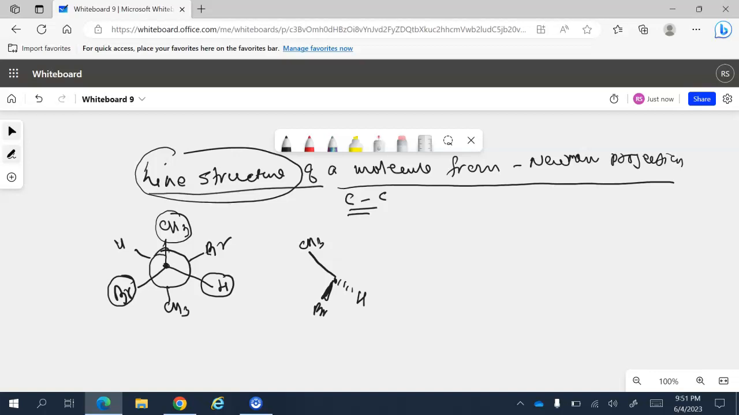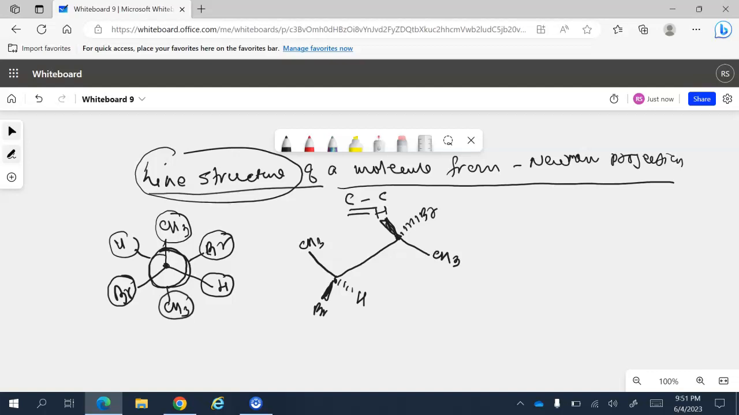Now the other carbon, the back carbon, is represented by the circle. We can draw the bond for the back, and this is the back carbon. Now we have three groups here again: bromine, CH3 and hydrogen. So CH3 is here pointing down, so we can represent CH3 as the down group here, and we have the hydrogen in the front position and the other bromine is in the back position. This is the line structure for this Newman projection.